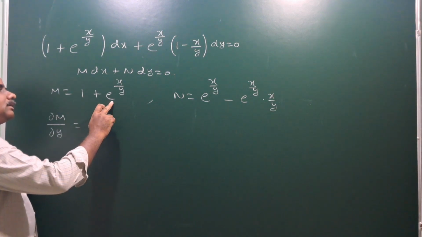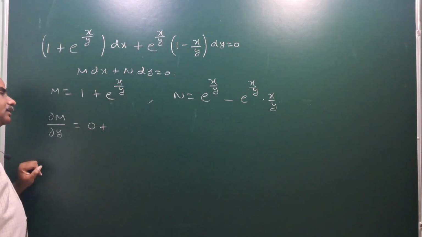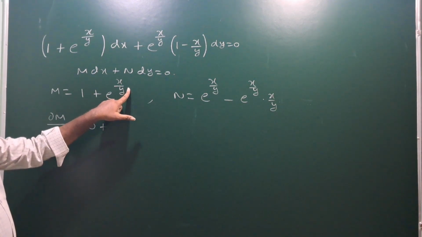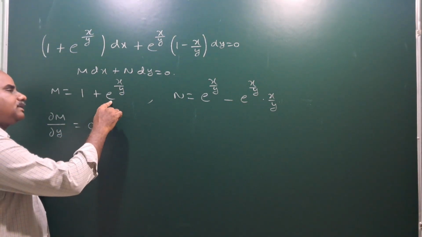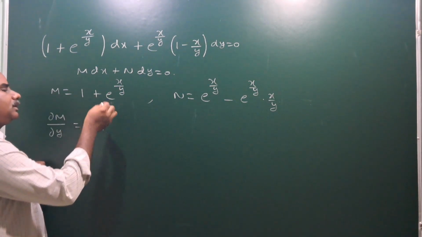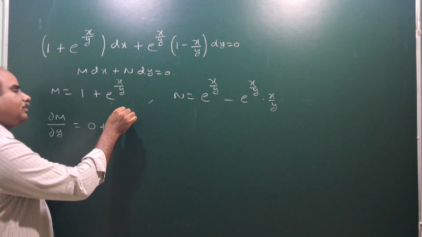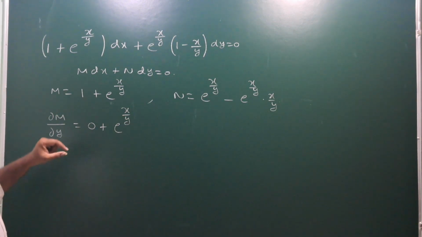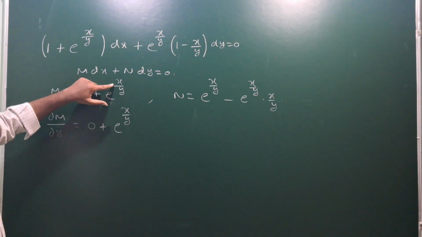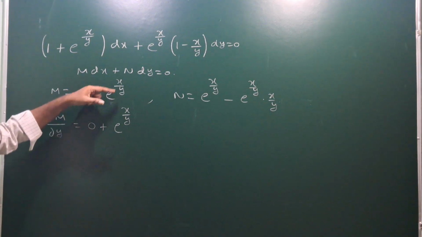Here the second term is e^(x/y). The power contains y, so treat this as e^y. We have to assume this as e^y, so the derivative of e^y means e^y only. That means e^(x/y). We treat x/y as the power, so that it is e^(x/y).